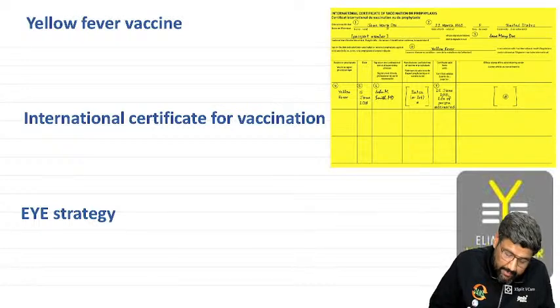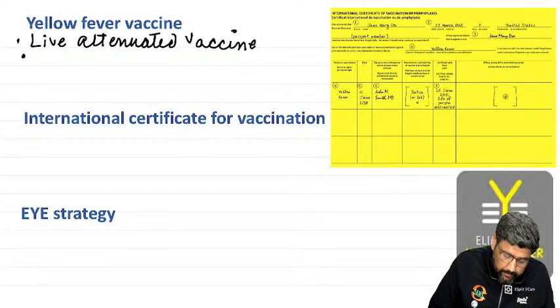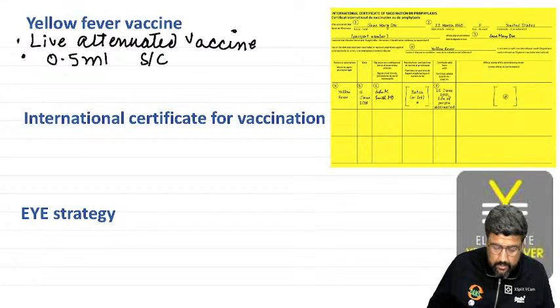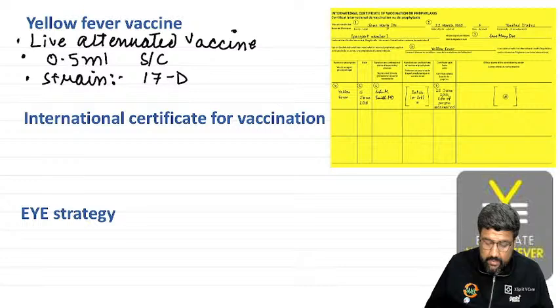This yellow fever vaccine is a live attenuated vaccine. What is the dose? 0.5 ml. How is it given? Subcutaneous. What is the strain? Strain is 17D.